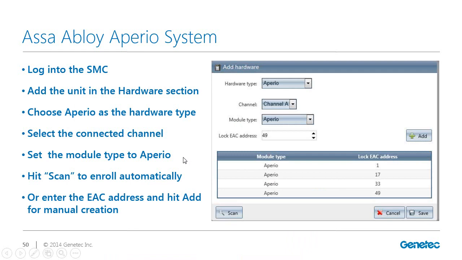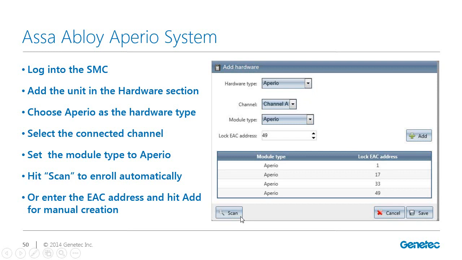Okay, so our next step is to log into the SMC, go onto the web page, go into the hardware section and add the unit. So when we're adding the unit, we want to choose the Aperio hardware type. We need to select the channel that the hub is on and set Aperio as the module type.